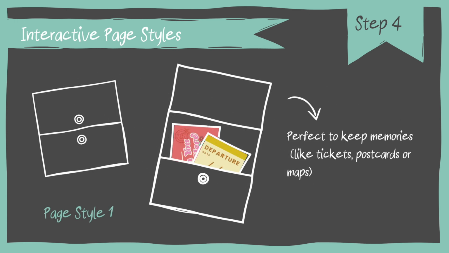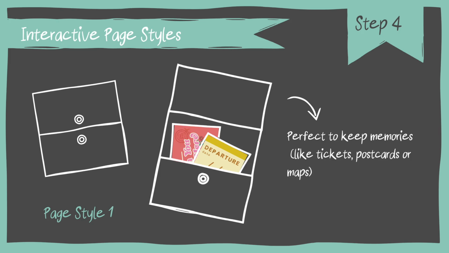So, for example, my page style number 1 is a page style I love using, and I actually always end up using it on the first page, so actually on the inside of the front cover. And that's because not only could you, of course, just place some photos inside the pocket, but you could also use the pocket to keep different things with the album.